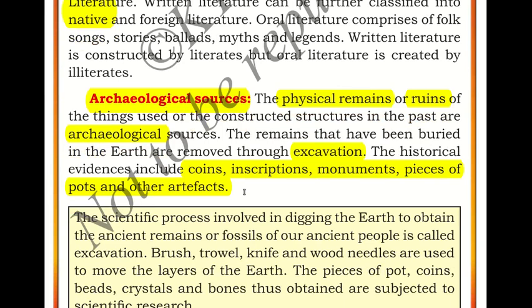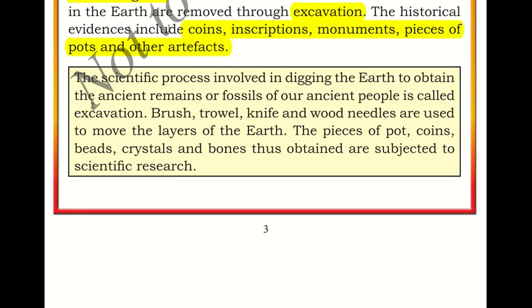Next, the scientific process of digging the earth to obtain the ancient remains or fossils of our ancient people is called excavation. Brush, trowel, knife, and wood needles are used to move the layers of the earth. This is not a very easy process because the remains would have been buried deep in the earth. Just because they are buried so deep, you can't just drill at one point because you don't know what is going to be under there and you don't want to damage anything. So brute force is not the proper approach here. Instead, they make use of specialized tools such as the brush, trowel, knife, and wood needles to move the layers of earth. The pieces of pot, coins, beads, crystals, and bones thus obtained are subjected to scientific research. So further research and observation about whatever you have uncovered is going to give us the details about what we have found.